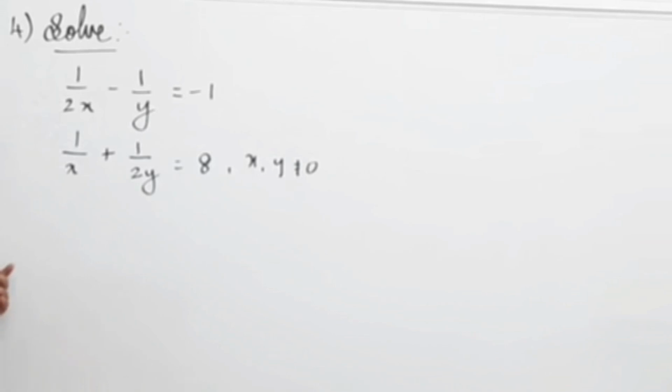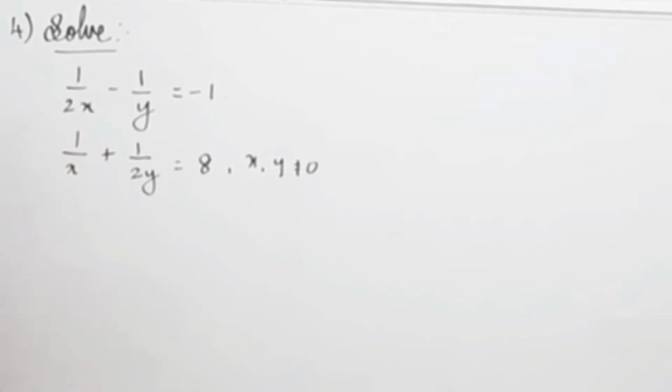Children, now you can see, solve 1 by 2x minus 1 by y is equal to minus 1 and 1 by x plus 1 by 2y is equal to 8. You must have understood the difference between the previous question and this question: the x variables are in the denominator. In the previous question, the x variables are in the numerator.